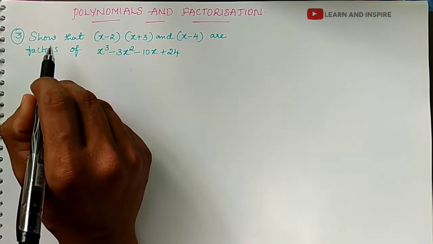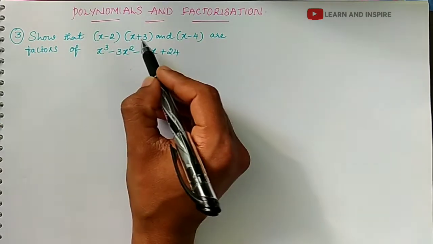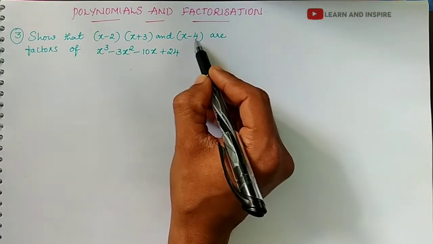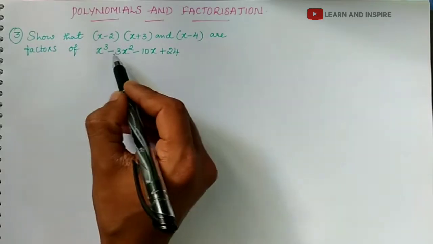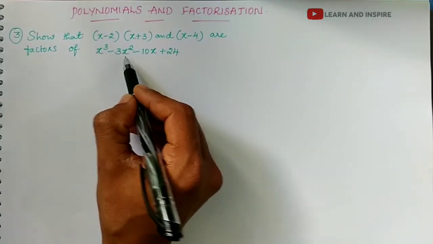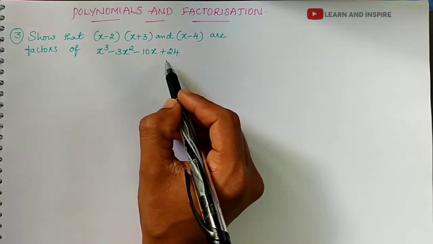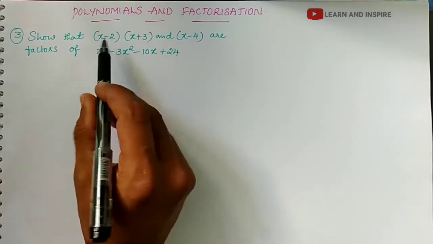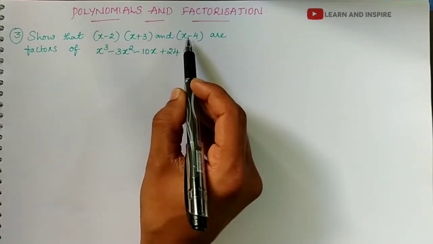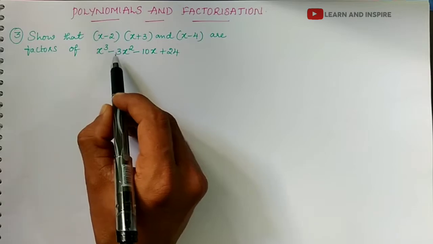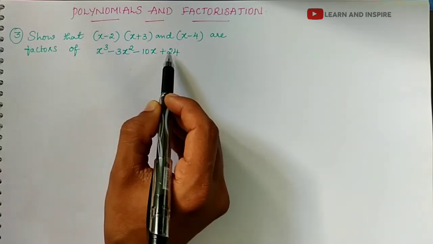This is question number 3. Show that x minus 2, x plus 3 and x minus 4 are the factors of x cube minus 3x square minus 10x plus 24. So we have to show these three are the factors of x cube minus 3x square minus 10x plus 24.